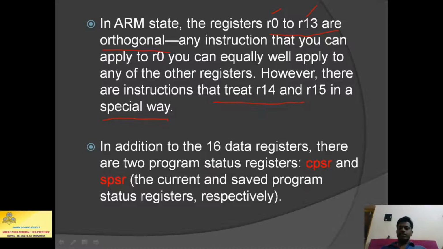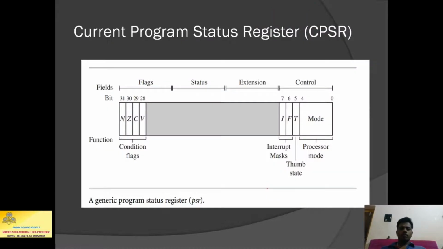In addition to the 16 data registers, there are 2 program status registers, as I already told you, that is CPSR and SPSR. CPSR means current program status register and SPSR means saved program status register respectively. Next we have the current program status register. You can see on the screen the CPSR register. As ARM is a 32-bit processor, the CPSR is also a 32-bit register. You see here from bit 0 to bit 31.